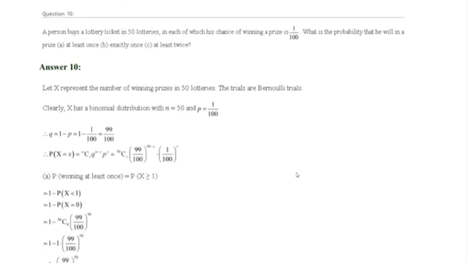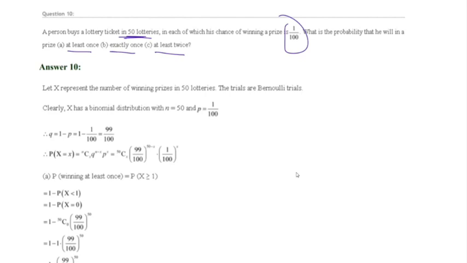So next moving to question number 10. A person buys a lottery ticket in 50 lotteries, in each of which his chance of winning a prize is 1 upon 100. What is the probability that he will win a prize at least once, exactly once, at least twice? So solution, let's see, already it is given.